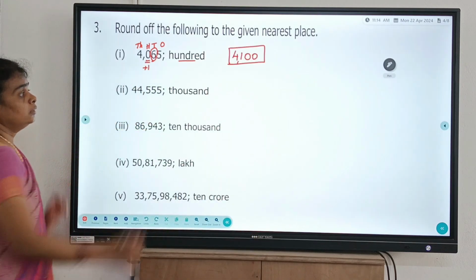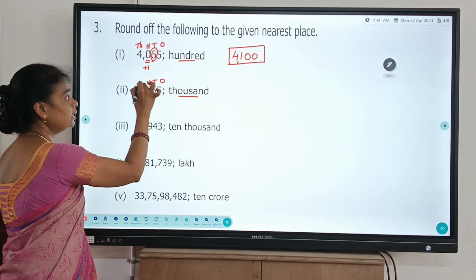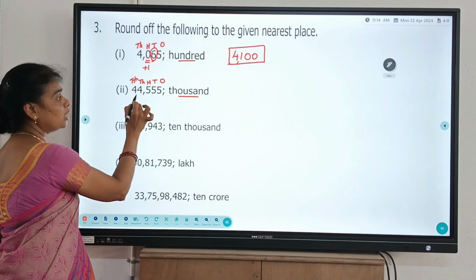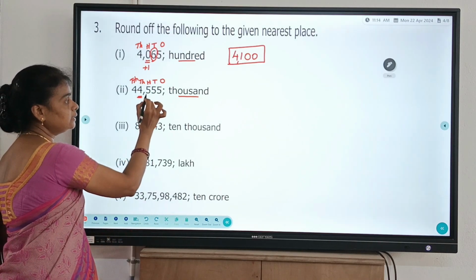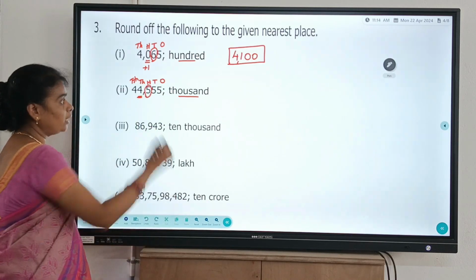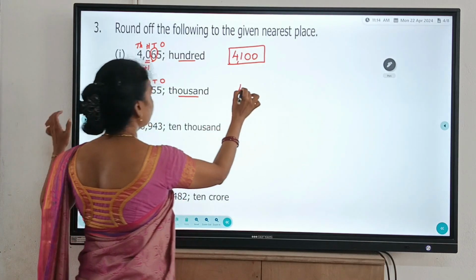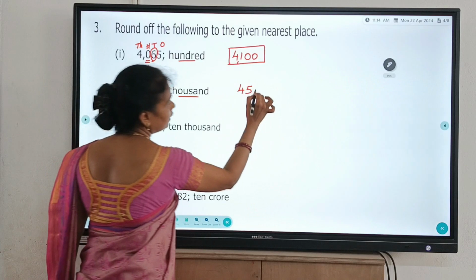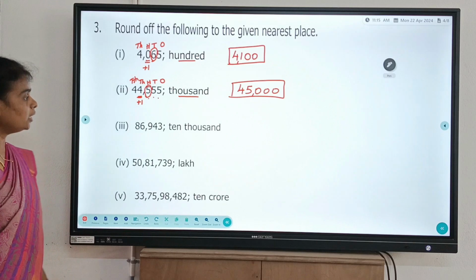The next one, you must round it off to the nearest thousands. So ones, tens, hundreds, thousands, 10,000s. So nearest 1,000 only you are going to round off. So this number has to be rounded off to this digit 4. And the next number you will check, that is equal to 5. So if it is equal to 5, you must add plus 1 to the previous number. So the answer becomes 4 plus 1 is 5, and instead of these 3 digits, write 3 zeros. The answer is 45,000.